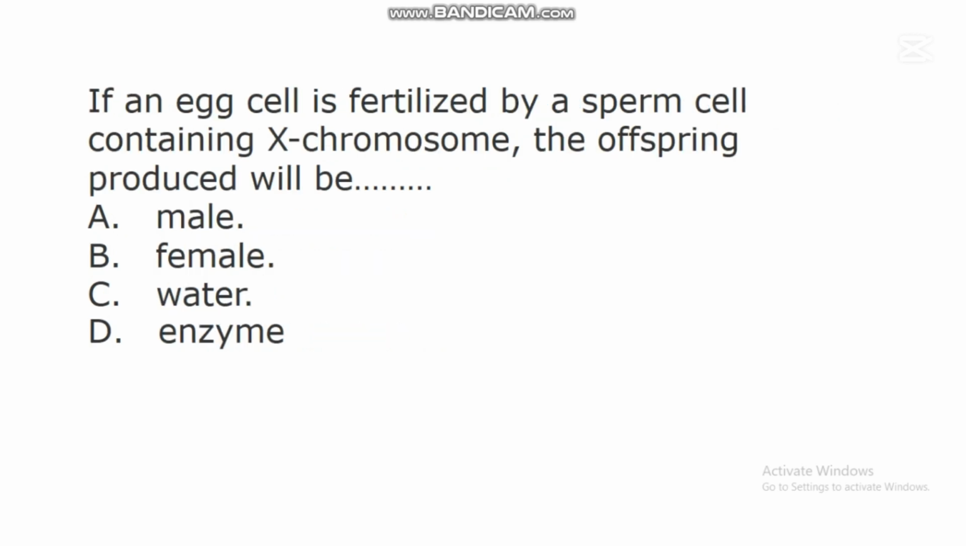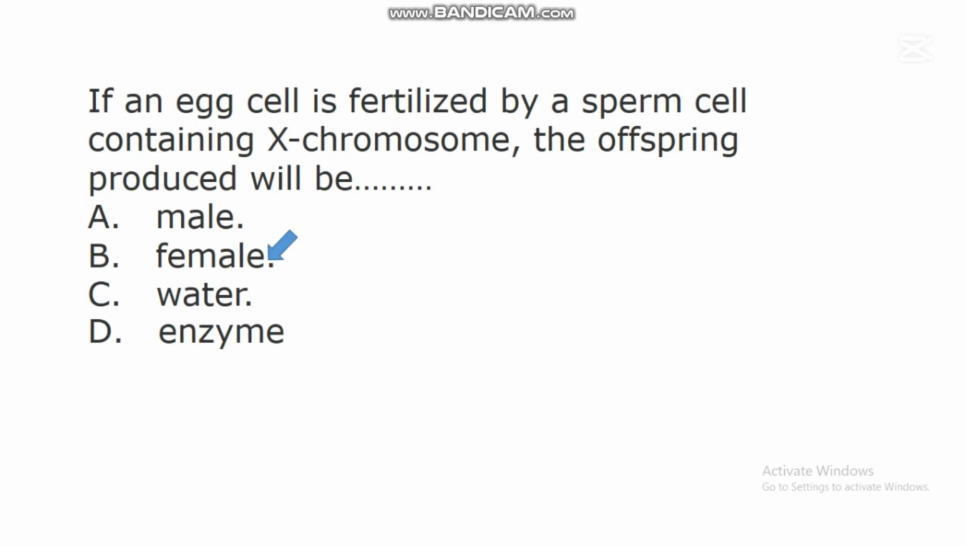The next question says, if an egg cell is fertilized by a sperm cell containing X chromosome, the offspring produced will be dash. A. Male, B. Female, C. Water, D. Enzyme. In this question, the correct answer is B. Female. So if an egg cell is fertilized by a sperm cell containing X chromosome, the offspring produced will be female.